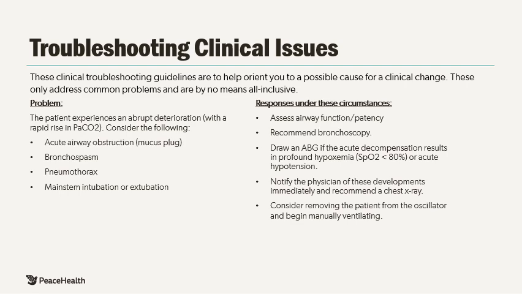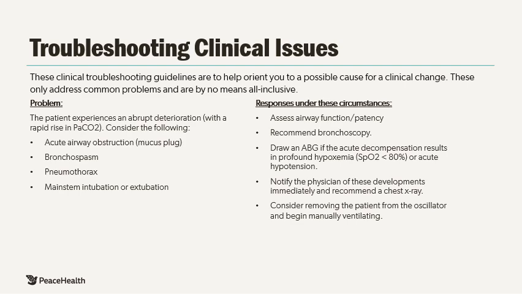We can consider the following: an acute airway obstruction, for example, a mucus plug. We could have a bronchospasm. We could have a pneumothorax, or a main stem intubation or extubation. How are we going to rectify this? Well, we can assess airway function or patency. So we can check our suction and our ET tube. We can auscultate. We can check our transcutaneous PCO2, and we can look for diminished chest wiggle. We can also recommend a bronchoscopy.